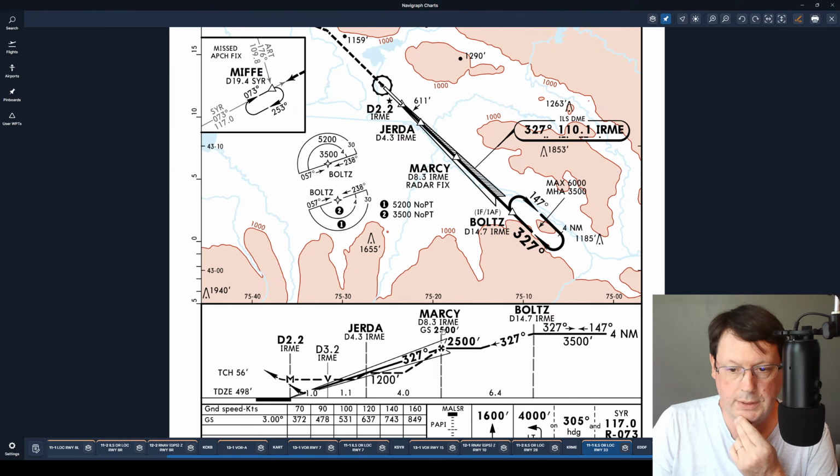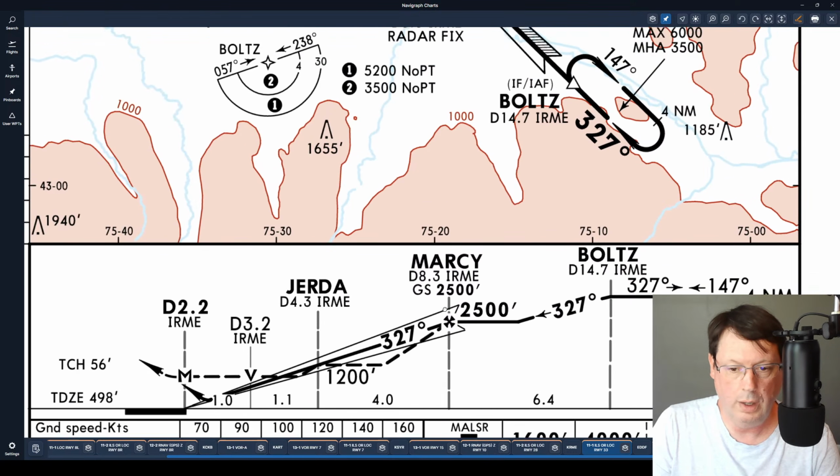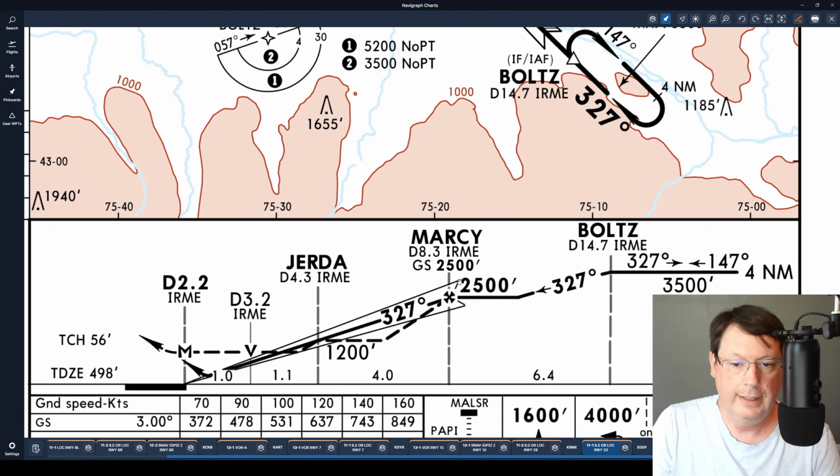So BOLTS to MARCY. Again, you can fly to MARCY with GPS. From MARCY on, you have to use the ILS frequency and be on the radio frequency tuned into your ILS and following the needles down. The final approach fix is 2,500 feet at MARCY, and that's where they call this a Maltese cross. This cross right here is glide slope intercept.